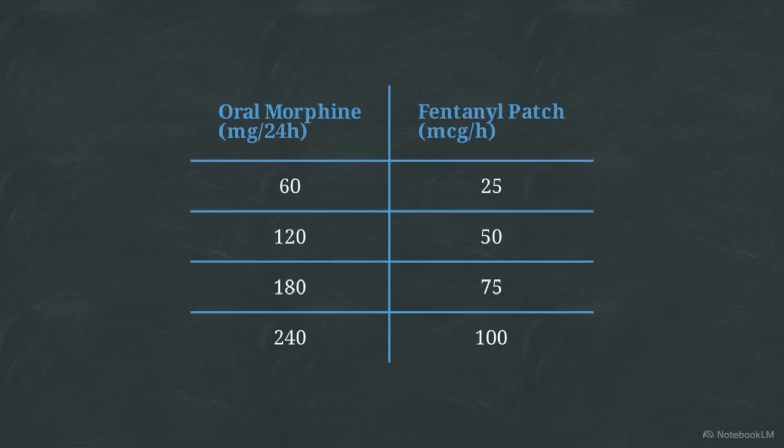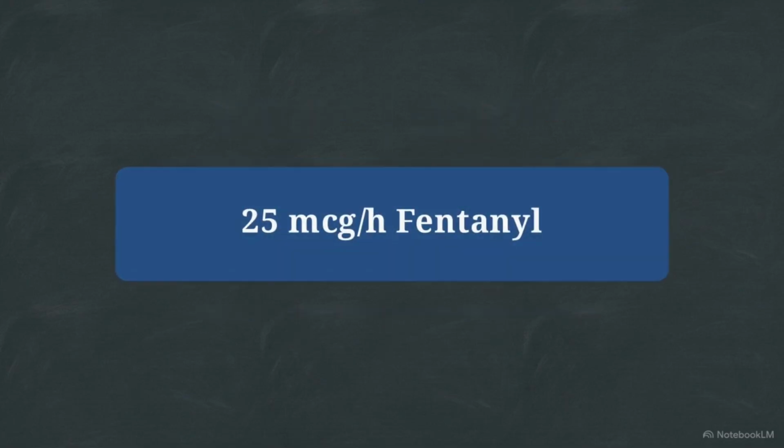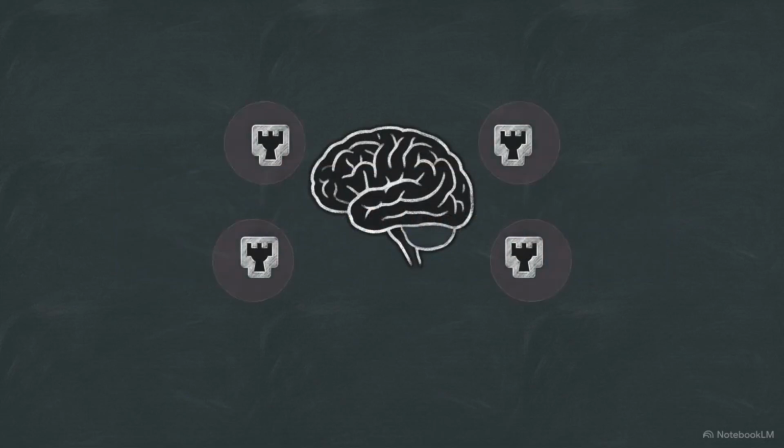Step 2 utilizes the core matrix to determine the equi-analgesic dose of the new narcotic. For example, 60 milligrams of oral morphine converts to a 25 microgram per hour fentanyl patch. However, clinicians must account for incomplete cross-tolerance. Receptors may be more sensitive than the raw conversion suggests.